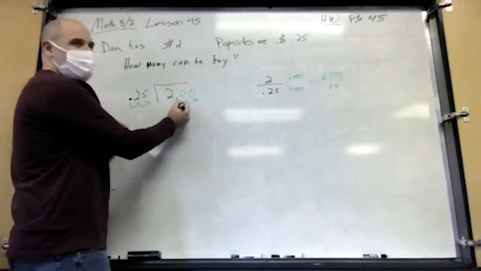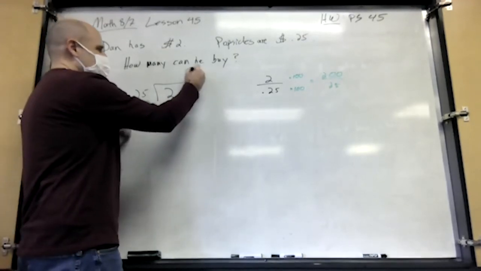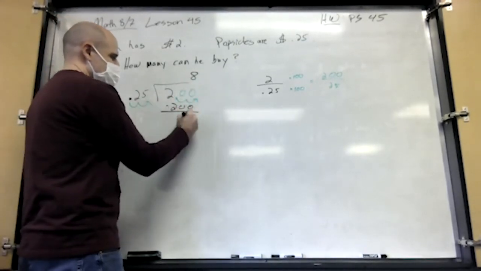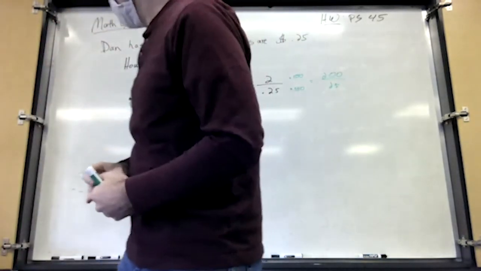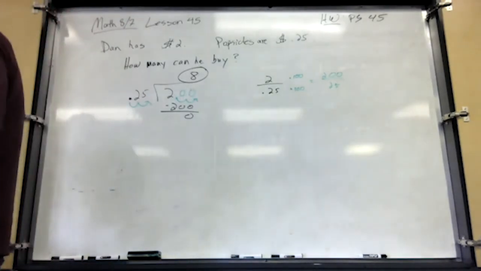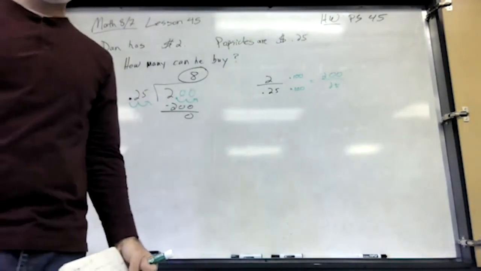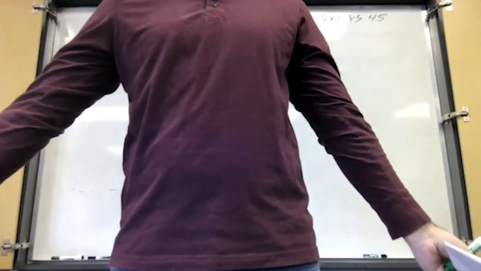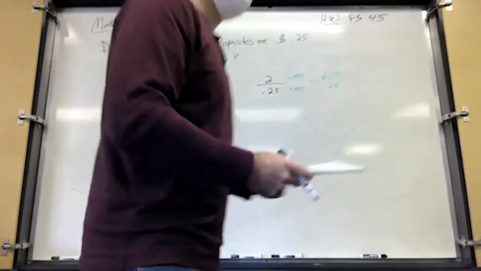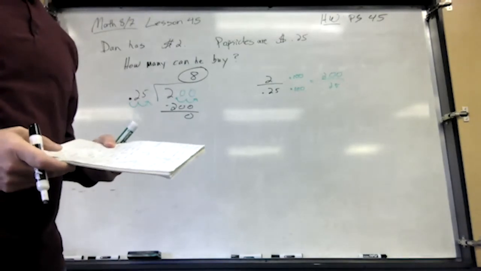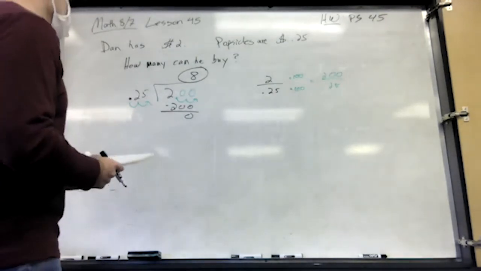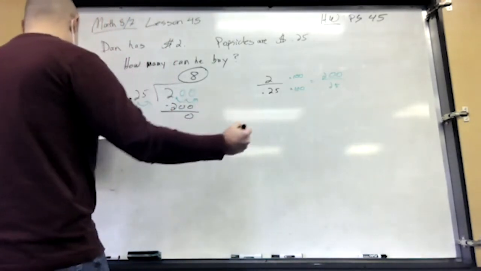So 25 doesn't go into 20, but it goes into 200 8 times. So you can buy 8 popsicles. Congratulations, Dan. That's his name. He likes popsicles. Okay, so that was a pretty easy one because we kind of figured, well, there's 8 quarters in $2. So we can figure that out in our head. Okay, so let's try another one. Or you could think of it as there's 200 coins in $2. Yeah. So you can just get rid of the decimal and put 2 zeros. Yeah, that's right.